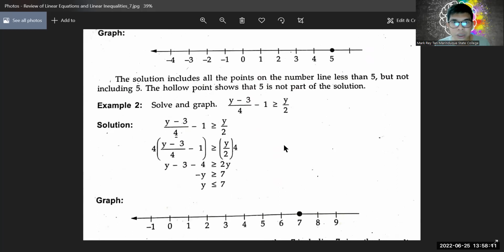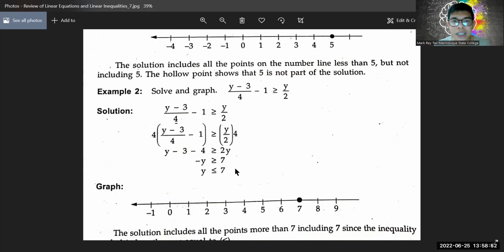Okay, so we proceed to the second example. So this one fraction naman siya. Solve and graph: y minus 3 over 4 minus 1 is greater than or equal to y over 2. Ayan, so familiar na tayo dito based on the first video. So in here now, what the solution does is minultiply natin both sides of the inequality by 4. Multiply by 4, cross out mo lang to, retain to, magiging negative 4. Dito naman, pag minultiply mo to by 4, magiging 4y over 2, which is 2y.